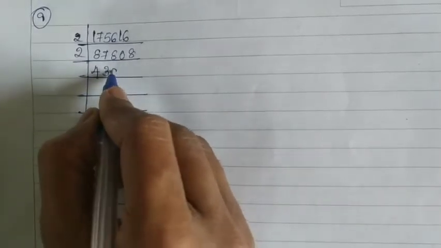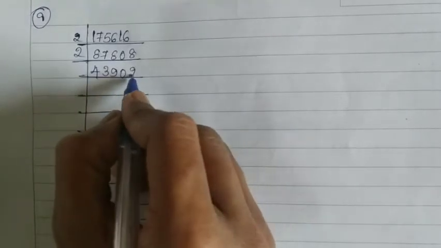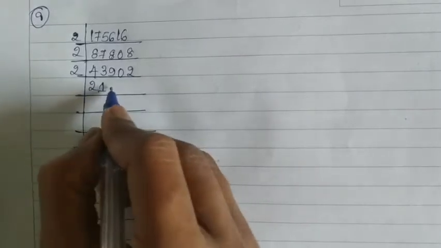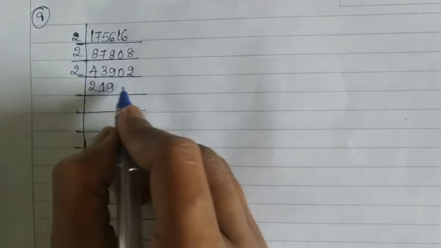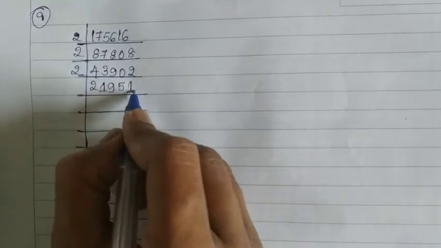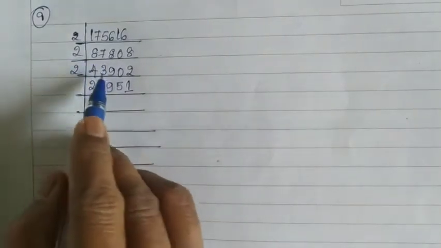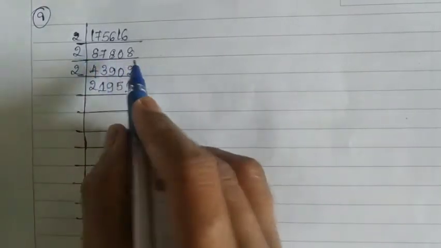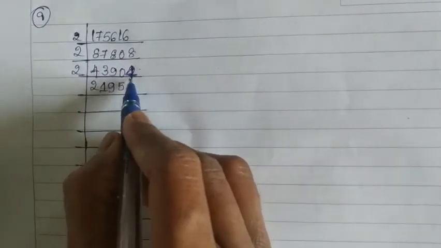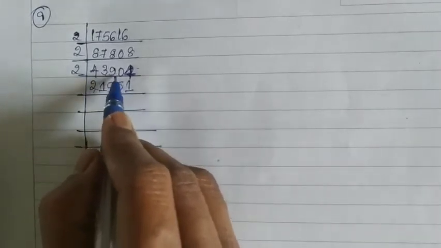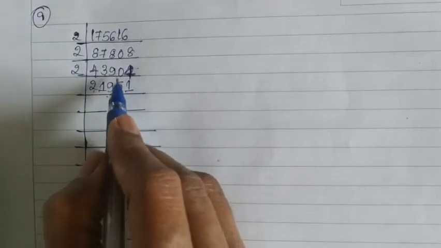Now 2 9s are 18, 0, 2 2s are 4. From 2 now, 2 2s are 4, 2 1s are 2, 2 9s are 18, 2 5s are 10, 2 1s are 2. Now children, see now here, 2 4s are 8, 2 3s are 6, 2 9s are 18, 0 here, 2 4s are 8, 2 4s are 8. Now 2 2s are 4, 2 1s are 2, this becomes 19, 2 9s are 18, 1 is remaining, this becomes 10, 2 5s are 10.